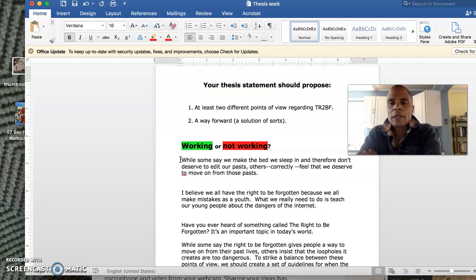Okay, I'm very curious about whether you said it was working or not working. And I'm going to tell you that my assessment of this thesis statement is that it is not working. What I see when I read this is the first part of what is required: two different points of view regarding the right to be forgotten. Some say we make the bed that we sleep in and don't deserve to edit our pasts. That's one point of view. Others say that we deserve to move on from those pasts. That's another point of view. So I've got my two points of view, but I'm missing an entire proposal. There is no solution here. So I'm going to highlight this one in red.